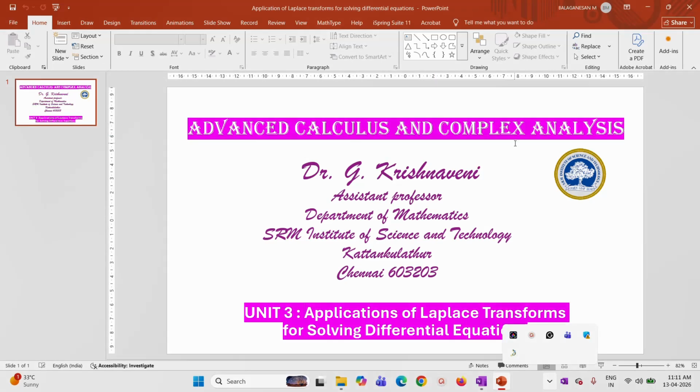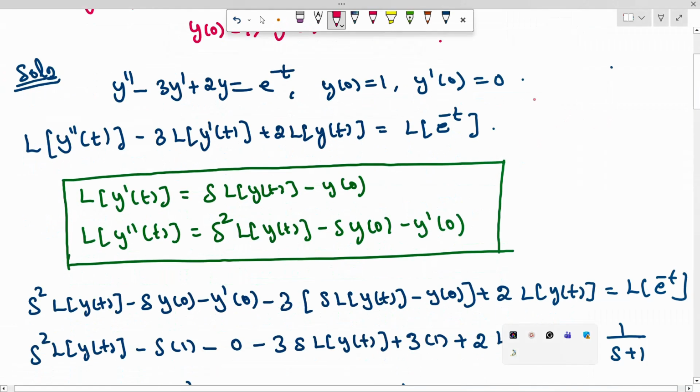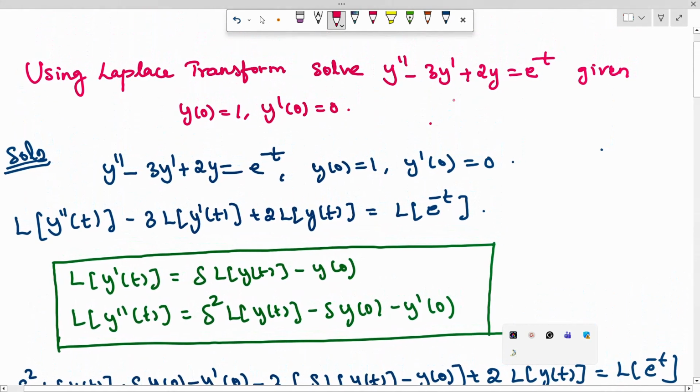In this video, we are going to discuss a few problems on applications of Laplace transforms for solving differential equations. First problem: using Laplace transform, solve y double dash minus 3y dash plus 2y equal to e power minus t. Given initial values are y of 0 equal to 1 and y dash of 0 equal to 0.